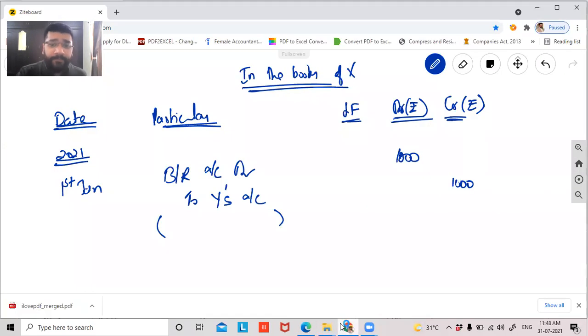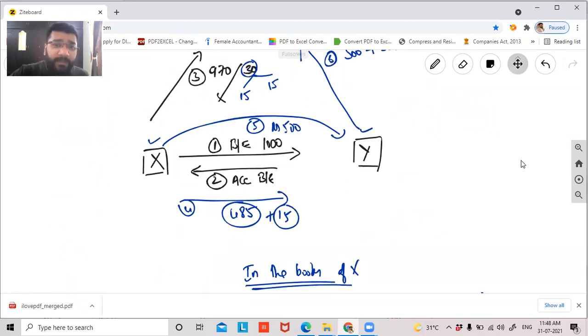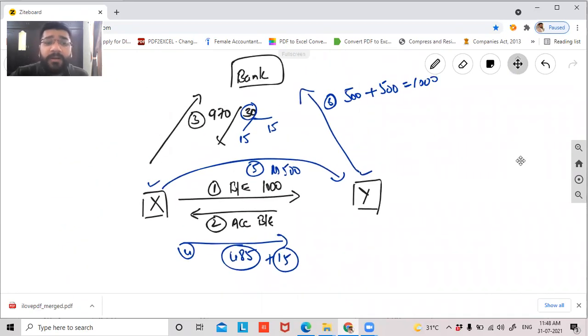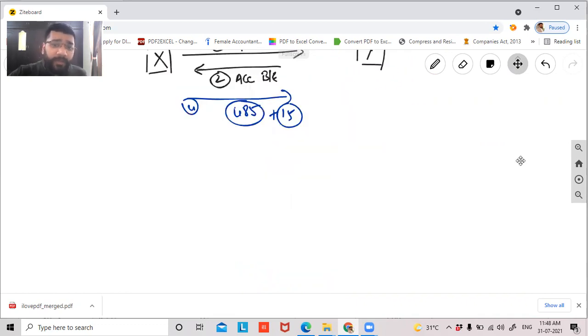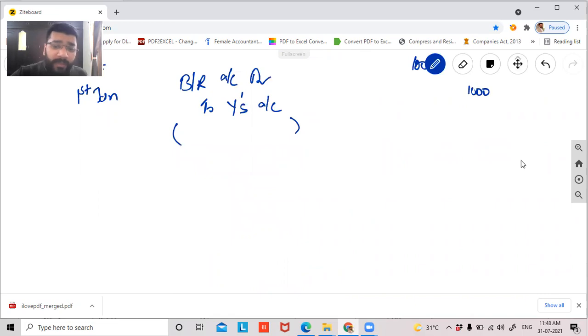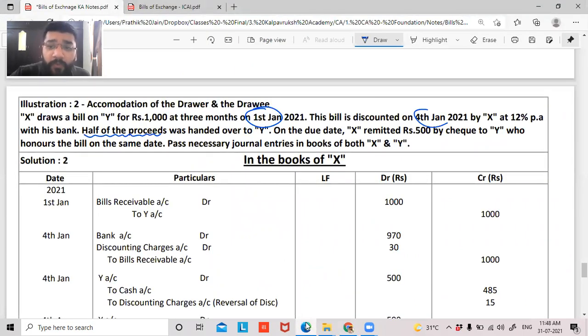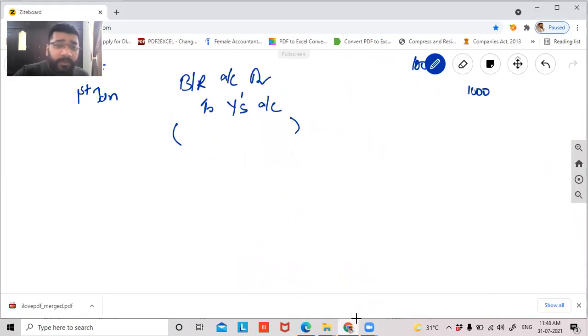Then what is happening, guys? If you come back to the drawing, after the bill is accepted, the third stage is that the bill is getting discounted with the bank. So who is the person who will be getting the money? On the 4th of Jan, the bill is discounted. Date is very important, guys. So on the 4th of Jan, the bill is getting discounted. In the bank, money is going to come.